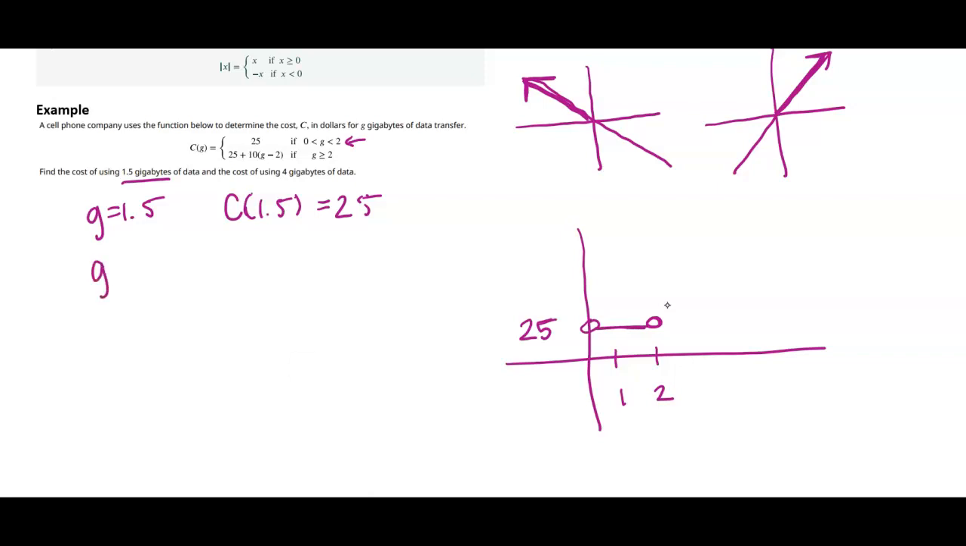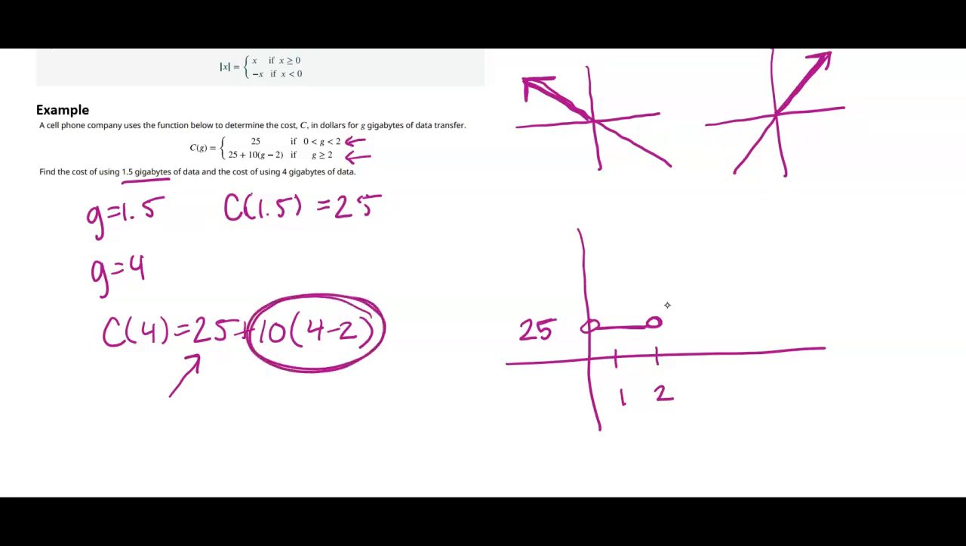Now, what if I want to use 4 gigs of data? Then when I plug in C of 4, I'm going to plug into this part of the equation because that G value is greater than 2. Notice that it includes that $25 fee for that 0 through here. And then this is like the overage amount. So 25 plus 10 times 2, 25 plus 20, you should be charged $45. So at 4, I know that I have 45.